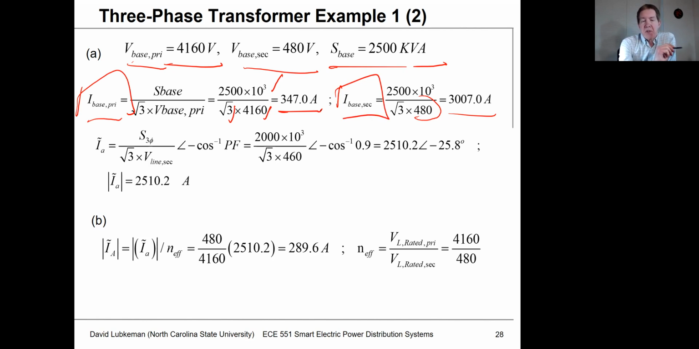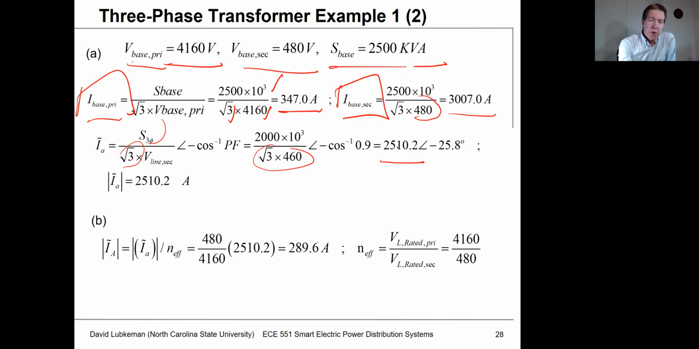Now, if I have a certain loading condition, and say I want to start off by calculating the actual current, then I take the three-phase power for the load, I divide by square root of 3 times the line voltage. And if I've got a 2000 kVA load, I divide through by square root of 3 times the actual voltage of 460, I'm going to get a magnitude of 2510 amps.